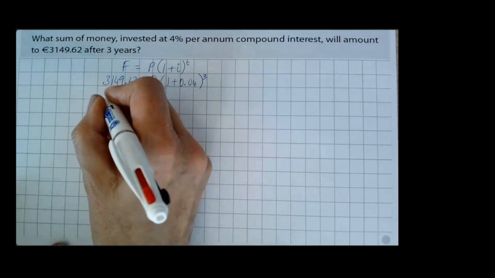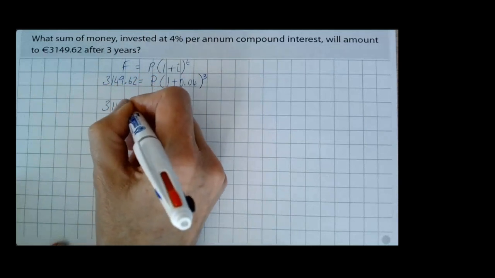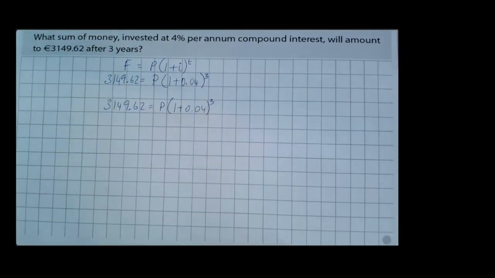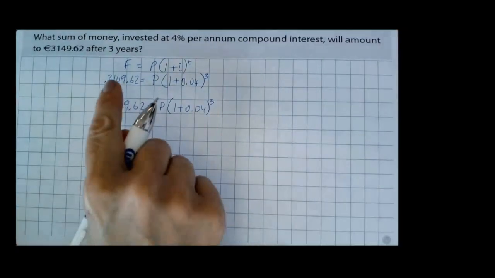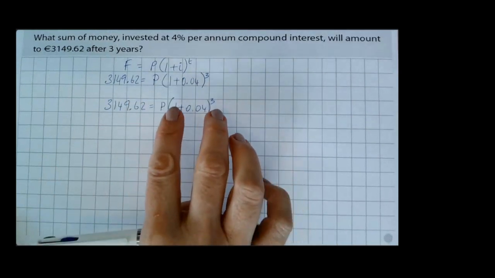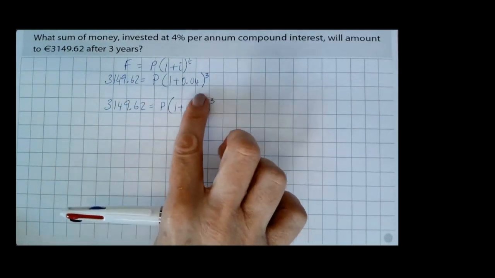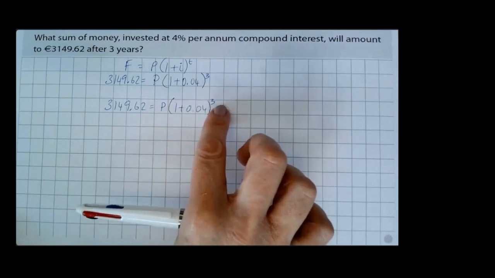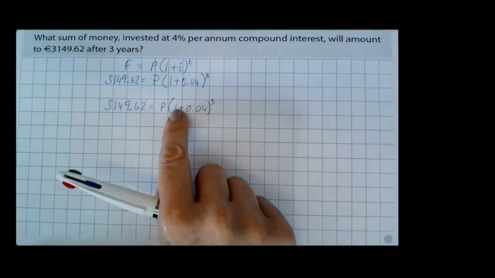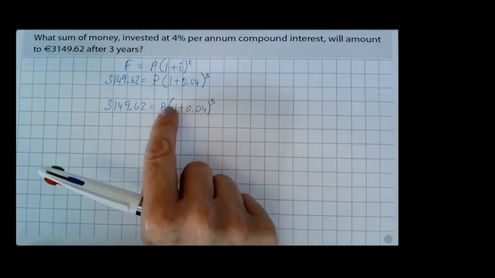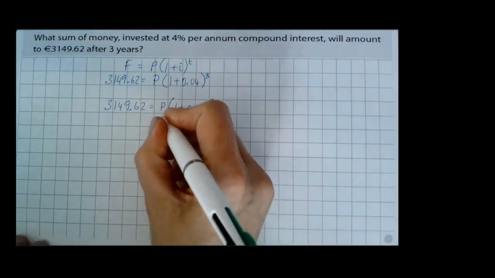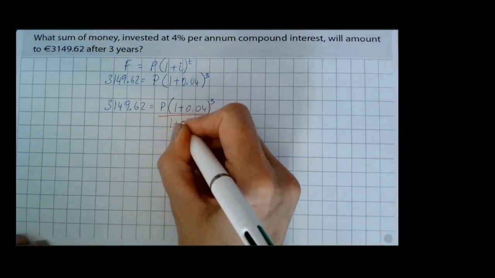So on the left-hand side, let's keep our 3,149.62. And then here, since I want to break this equation down so that I'm left with just the P, I basically want to get rid of all of this here in order to get the P on its own, on the right-hand side. And since all of this here is being multiplied to the P, what I'm going to do is literally divide by that.